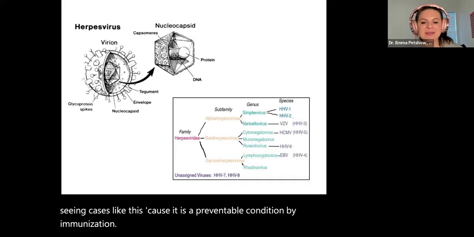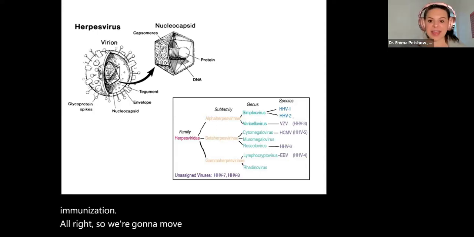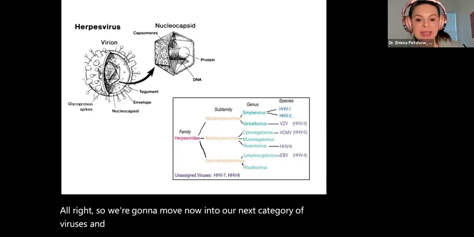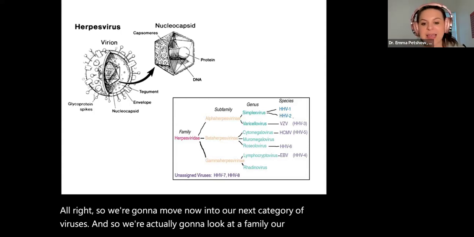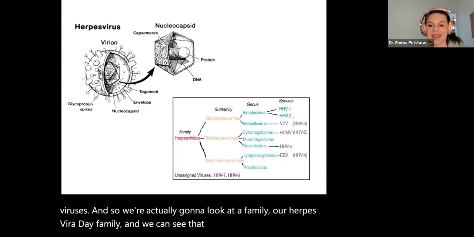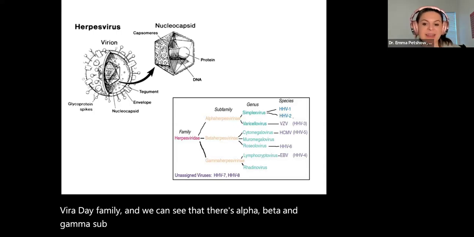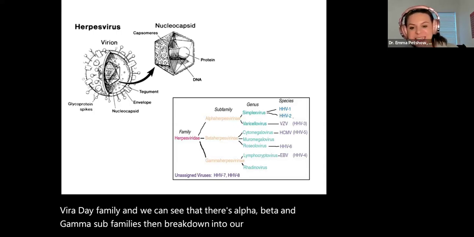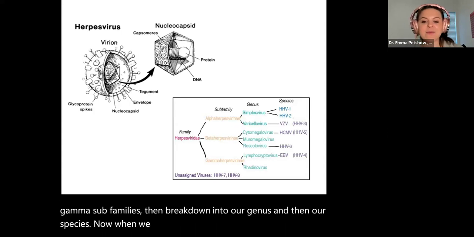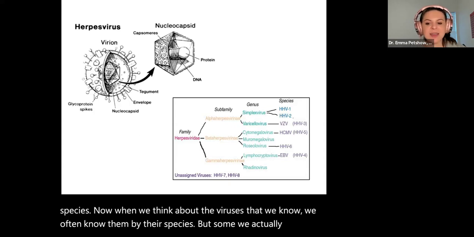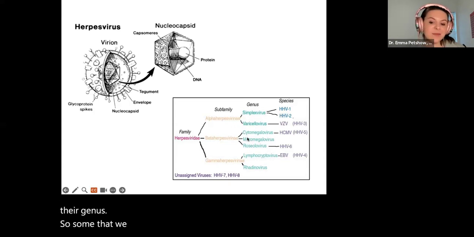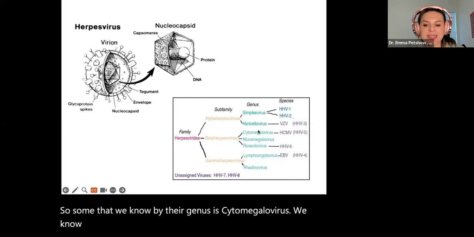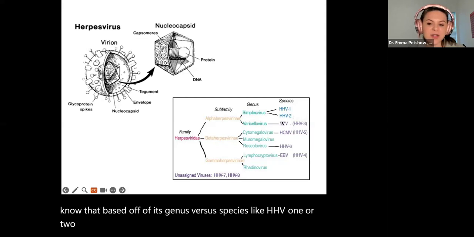All right. So we're going to move now into our next category of viruses. We're actually going to look at a family, our herpesviridae family. And we can see that there's alpha, beta, and gamma subfamilies that then break down into our genus and then our species. Now, when we think about the viruses that we know, we often know them by their species, but some we actually know by their genus. Some that we know by their genus is cytomegalovirus. We know that based off of its genus, versus species like HHV1 or 2 or varicella zoster, VZV, we know based off of its species.